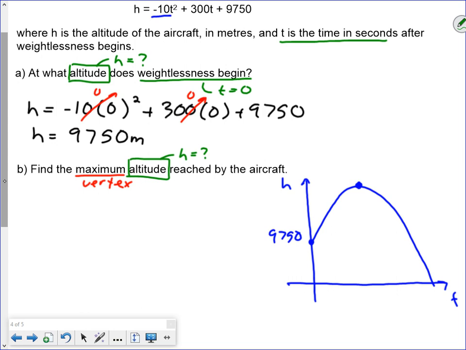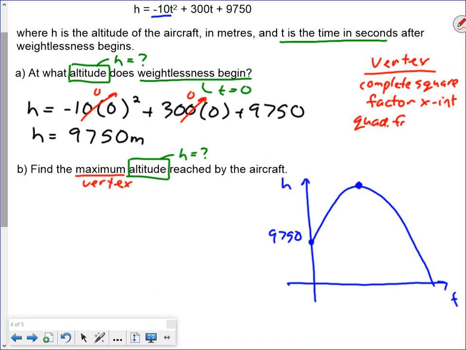So how do we find our vertex here? Well, we know a bunch of ways of finding our vertex. I'll just list them all over here. We can complete the square. We can factor to find the x-intercepts. And then we know that our vertex is halfway in between. And if we can't factor, we could use the quadratic formula to find the x-intercepts. Okay, so this one I think we'll do by the first method of completing the square.